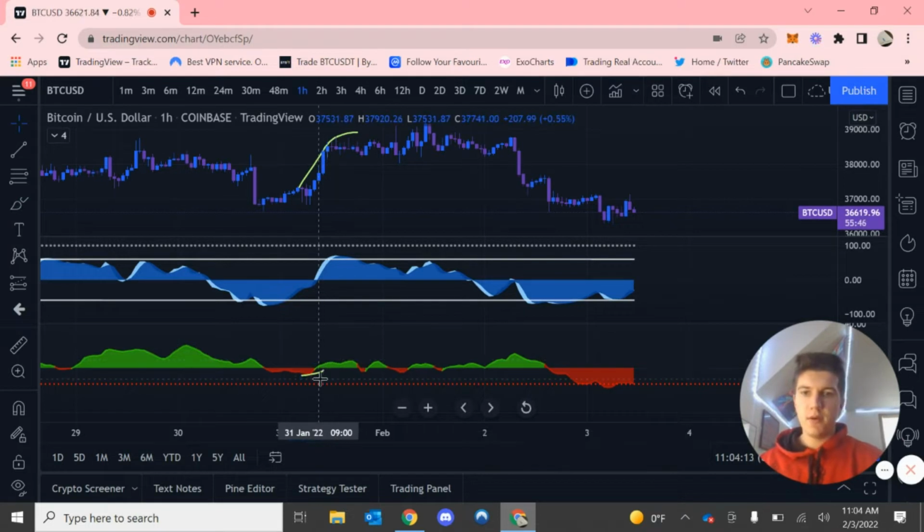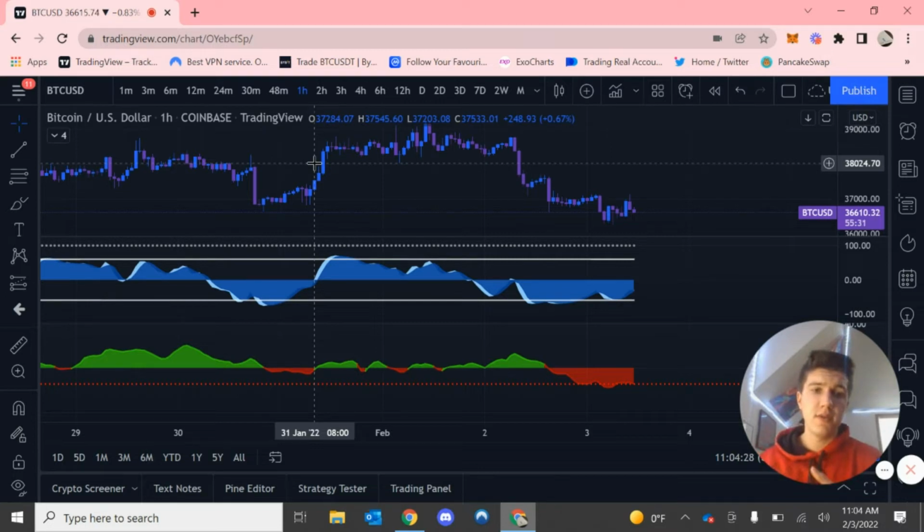Just a way of looking at it, it's similar to a momentum wave in a way, but it's more the volume coming into an asset, compared to a momentum wave, which is more the strength of the asset.